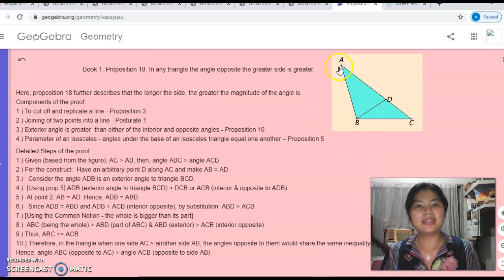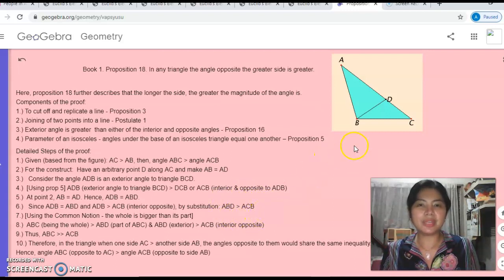Now, knowing that side AB is equal to side AD, then we can say that the pair of angles opposite to those sides are also equal. So we can also say that angle ADB here is equal to angle ABD. Okay, so keep that in mind. Now we are going to combine two statements: this statement of equality, angle ABD is equal to angle ADB, and the inequality, ADB is greater than ACB. So we will substitute ADB with ABD, and we arrive at this new inequality.